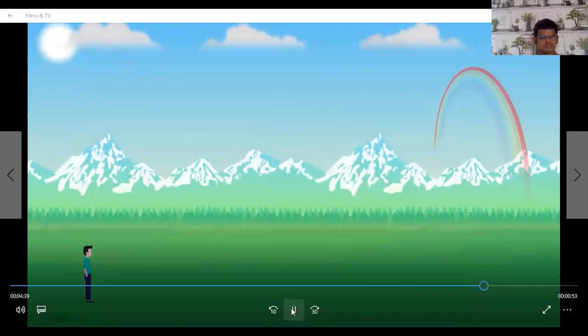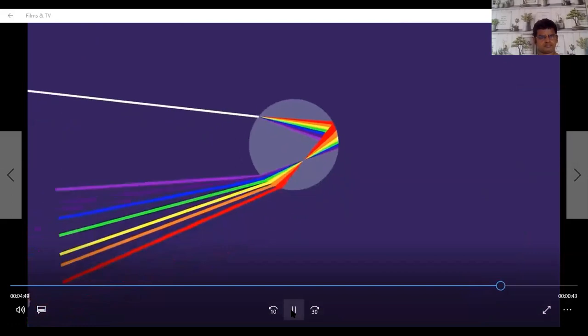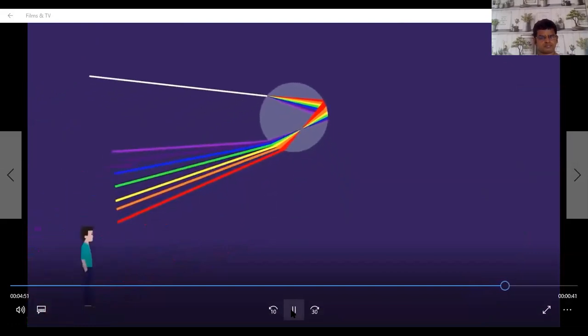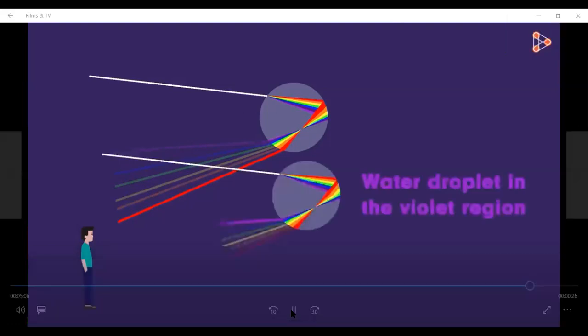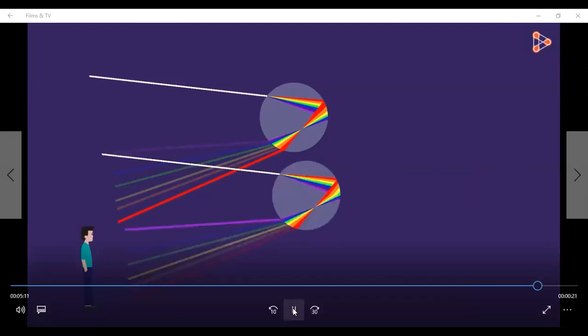But wait a moment. These droplets are refracting the light of all colors. Then why are we able to see only the red color in this region of the rainbow? This is because only the red color from this region reaches our eyes. All the other colors are refracted at such a large angle that they do not reach our eyes on the ground. The same thing happens for the remaining regions of a rainbow as well. For instance, droplets present in the violet region also send the light back in the same way. But only the violet color reaches us and the remaining colors are not visible.